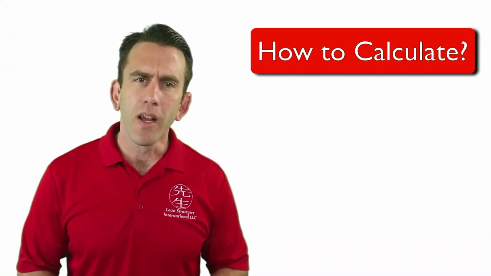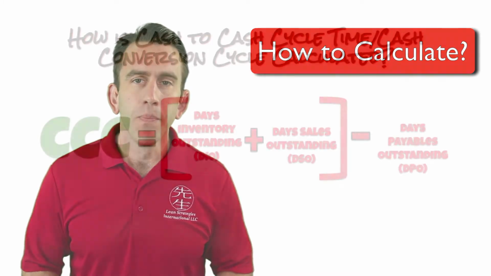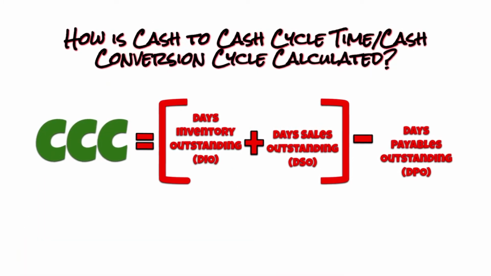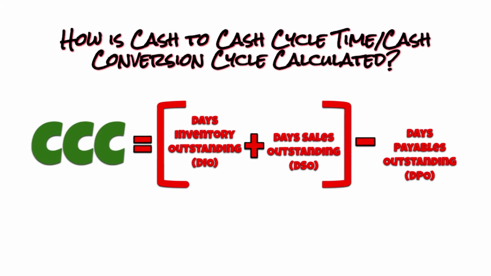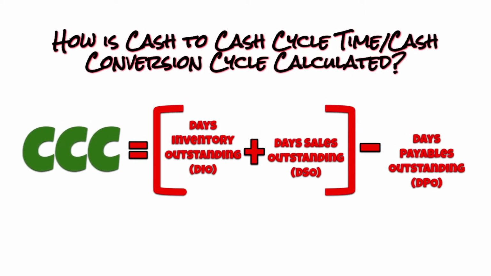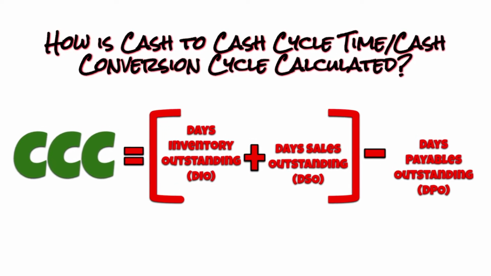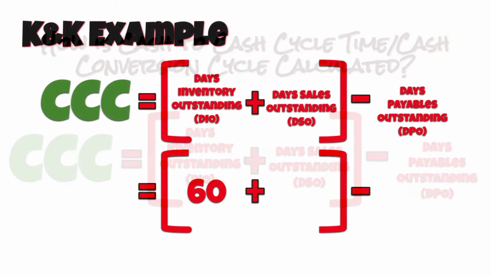You may be wondering, how do you calculate this cash conversion cycle? The cash conversion cycle is calculated by adding days inventory outstanding and days sales outstanding, and then subtracting days payable outstanding. Let's look at an example.